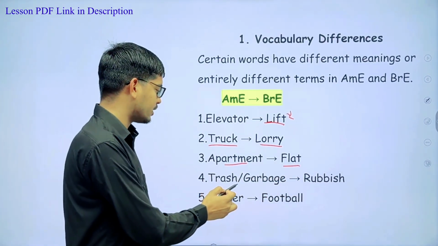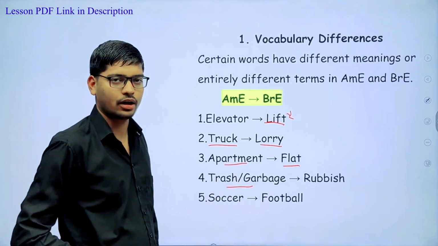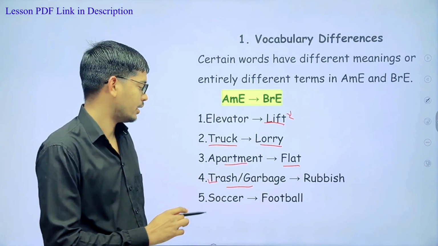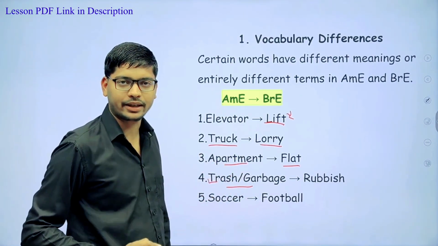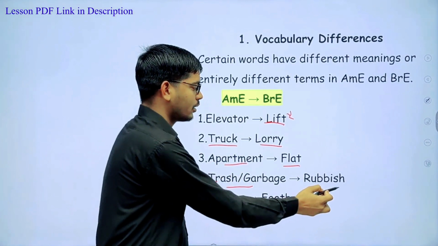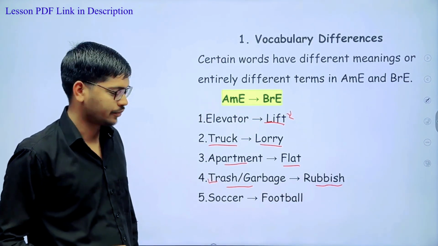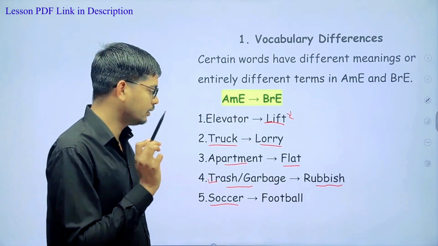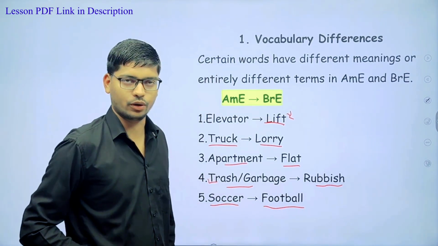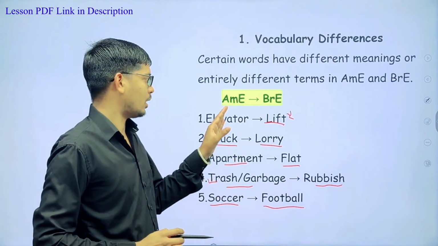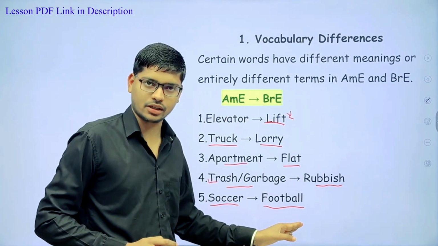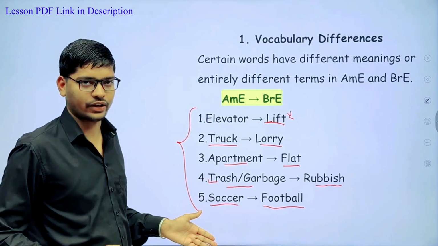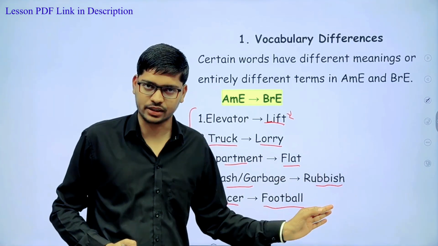Okay. Next, trash or garbage. In American English we say trash or garbage, and in British English we say rubbish. Okay. Next, soccer in American English, and in British English, football. Okay guys, you understand American English words and also British English words. You have to remember these differences.